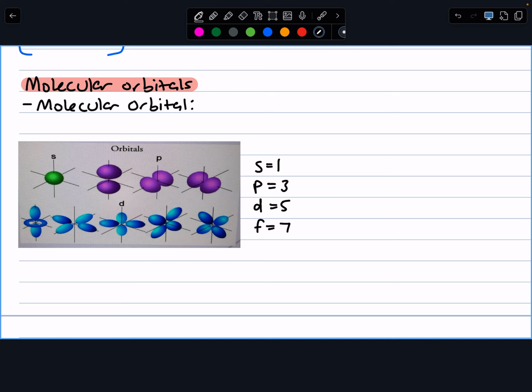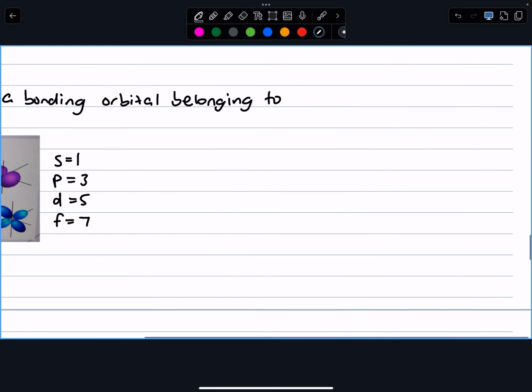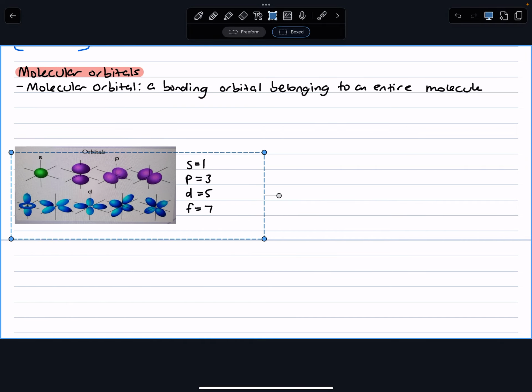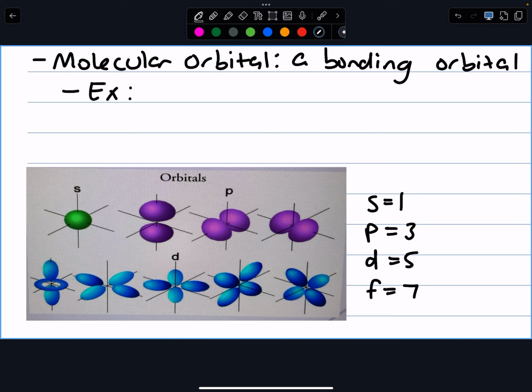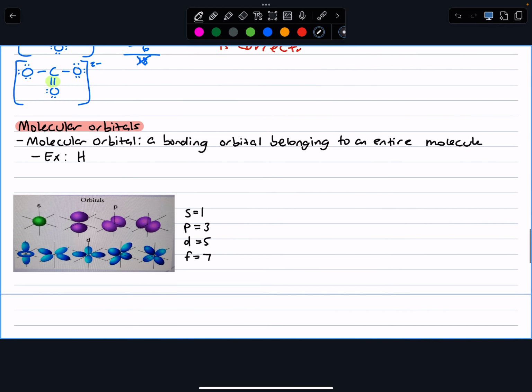Okay, so I'll put an orbital. I'm going to say the definition is a bonding orbital belonging to an entire molecule. So what the heck does that mean, right? Let me give you an example. So hydrogen, right? Hydrogen is an example. Do you guys know what the electron configuration for hydrogen is?